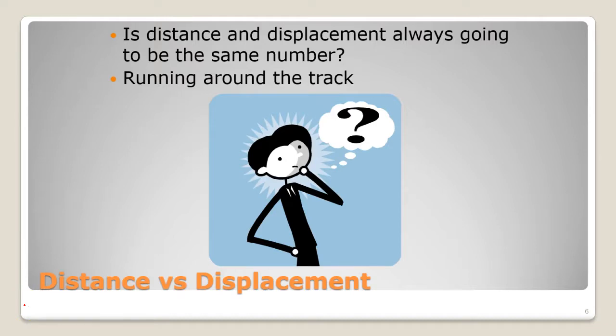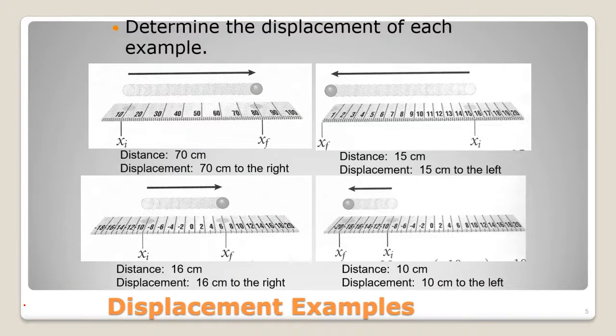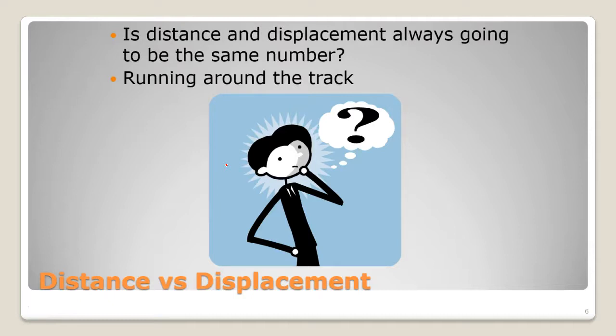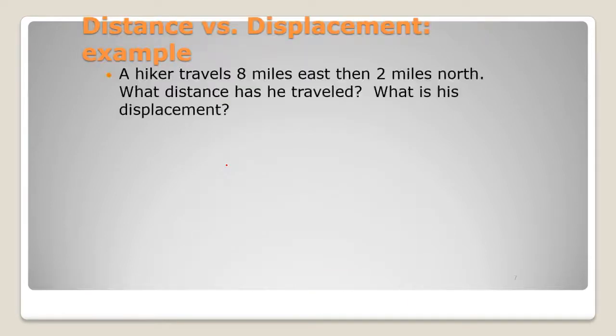The answer is no. It will be the same number if, as in these examples before, we did not change direction. The big key here is a direction change. If there is any direction change, just like there was in the car that we used, just like there is on the track, the distance and displacement are not going to be the same number. Really important to know that. So there are several examples that we need to know.